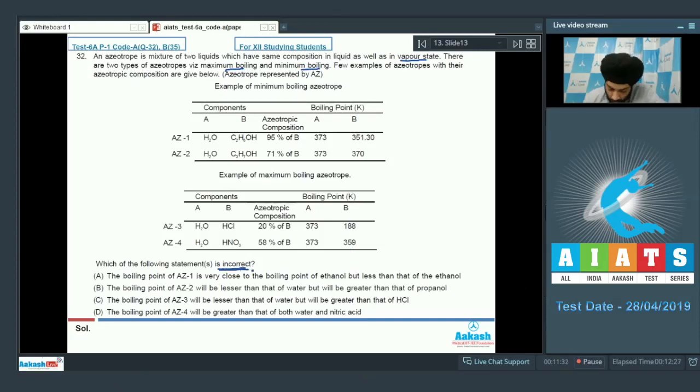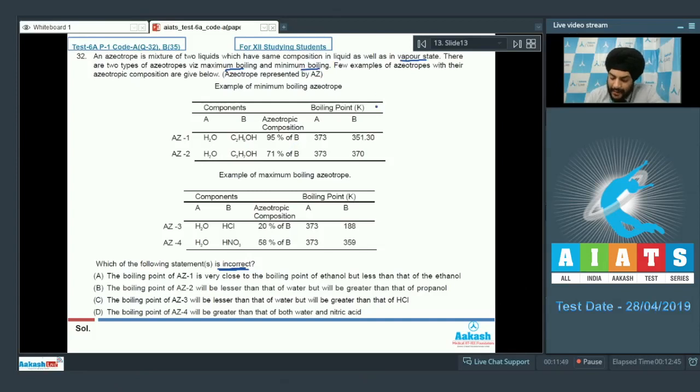Option A. The boiling point of AZ1 is very close to the boiling point of ethanol, but less than that of ethanol. So if you look at azeotrope 1, azeotrope 1 consists of H2O and ethanol, and the azeotropic composition contains 95% of ethanol.